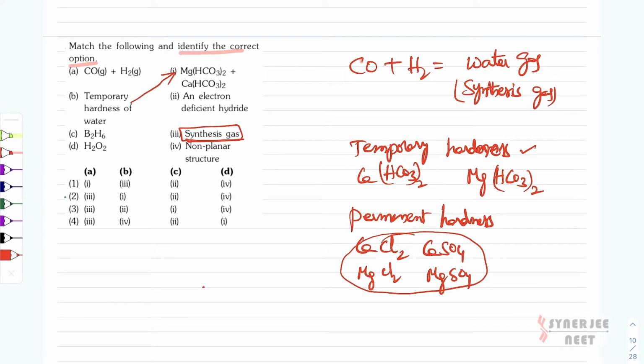Whereas CO and H2 match with water gas or synthesis gas. B2H6 is an electron deficient molecule. B2H6 structure is like this.